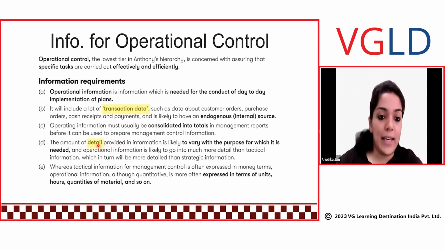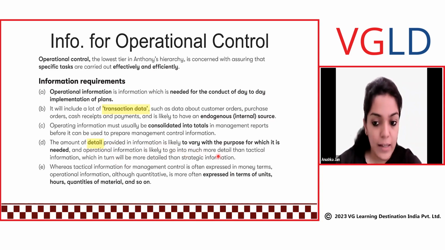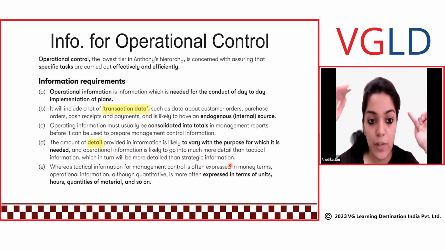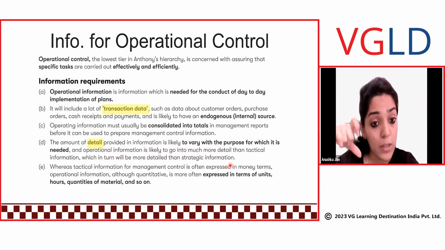Next, the amount of detail provided in information is likely to vary with the purpose for which it is needed, and operational information is likely to go into much more detail than tactical information. Obviously, the level of detail enhances at the bottom level, which in turn will be more detailed than strategic information. That's pretty basic: the level of detailing at the bottom will be higher than at the top.